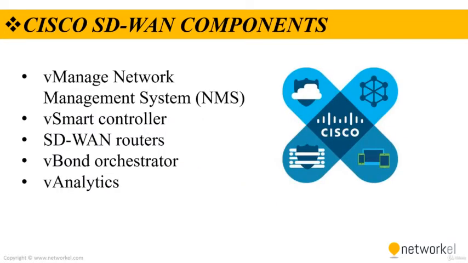The Cisco SD-WAN solution has four main components and an optional analytics service. They are the vManage Network Management System, which is also known as the NMS, the vSmart controller, SD-WAN routers, the vBond orchestrator, and vAnalytics.